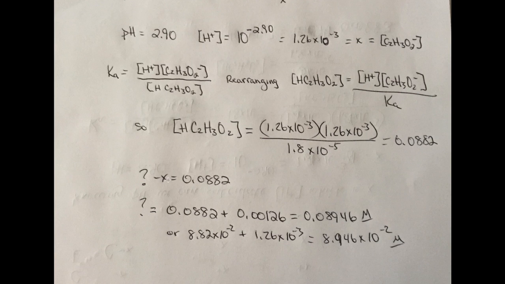So question mark minus X is 0.0882. And we know X is 0.00126. So you get 0.08946 moles per liter. Or if you want to do it in scientific notation, which is the better way, 8.82 times 10 to the minus 2 plus 1.26 times 10 to the minus 3, 8.946 times 10 to the minus 2.